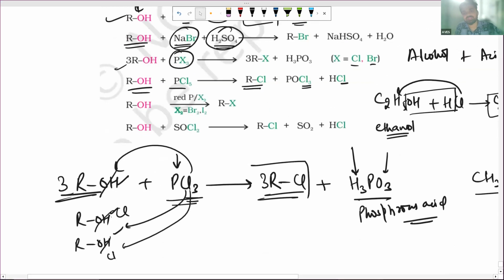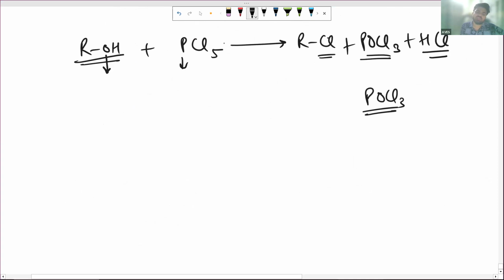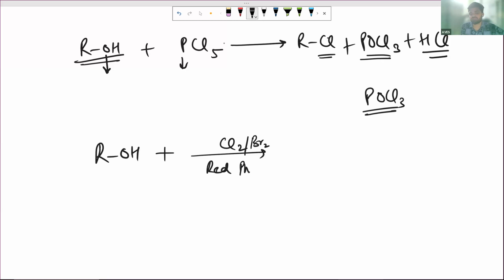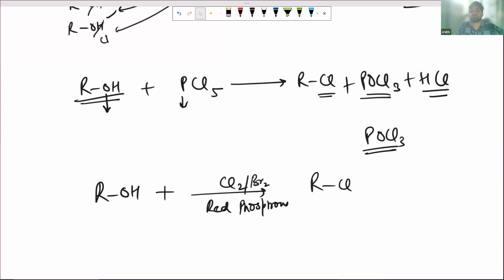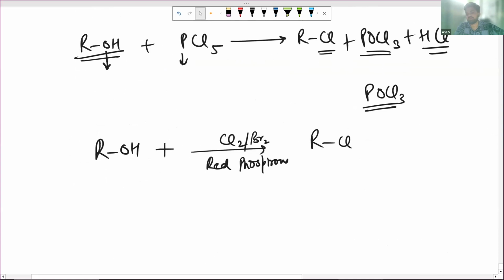Now the next one: alcohols in the presence of red phosphorus and X2, or chlorine gas. Means in the presence of red phosphorus, if we pass chlorine gas or bromine gas, Cl2, Br2, etc., through the alcohol, then it will give you simple RCl. Alcohol gives RCl. Got it?